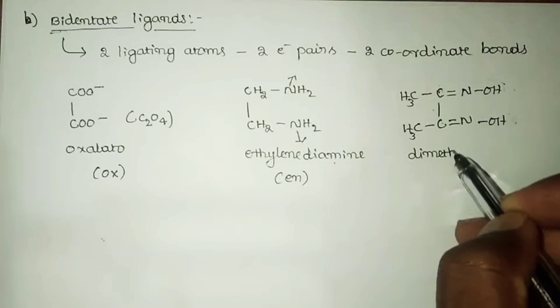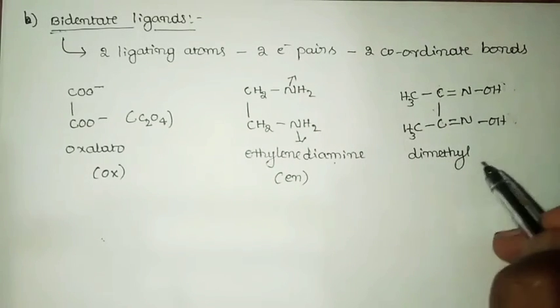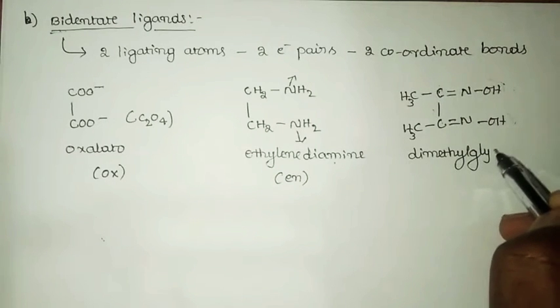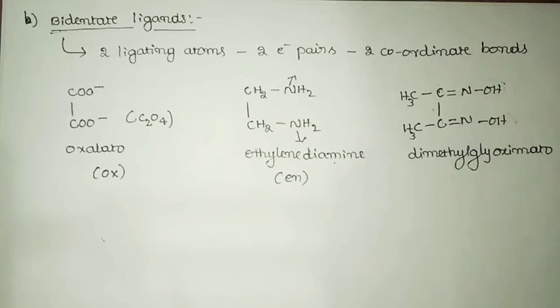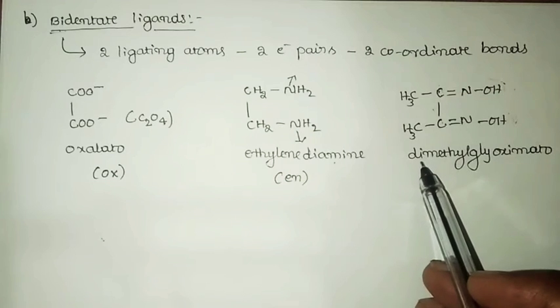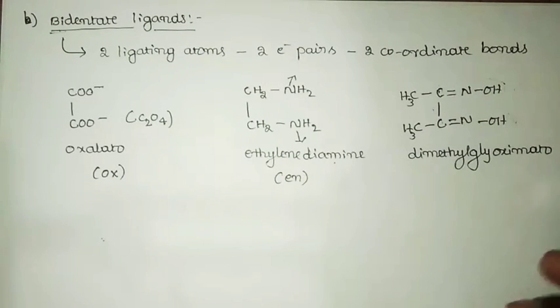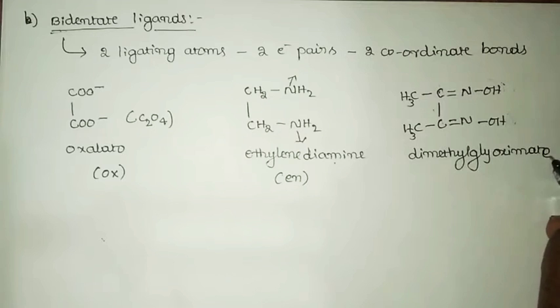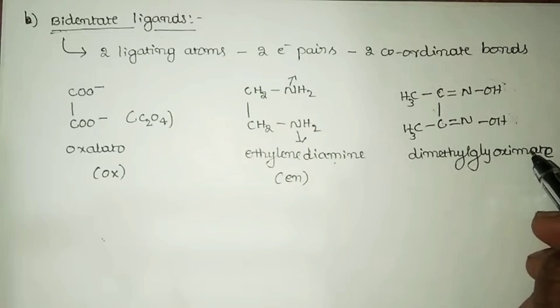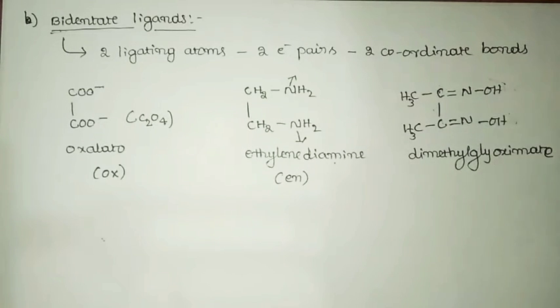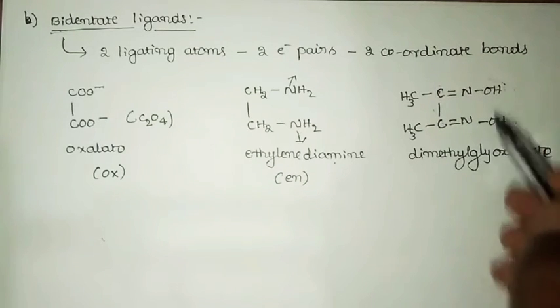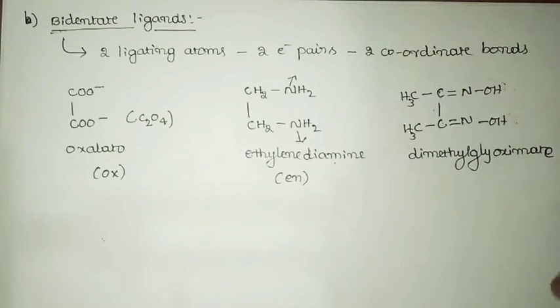dimethyl, and there are two oxime groups, so it is called dimethyl glyoxime anion. So simply it is called dimethyl glyoximate, sorry, not oxymeto, oximate anion. Actually when these two hydrogen atoms were removed, we will be getting the two oxygen atoms as negative, or else we can directly write it as, okay.